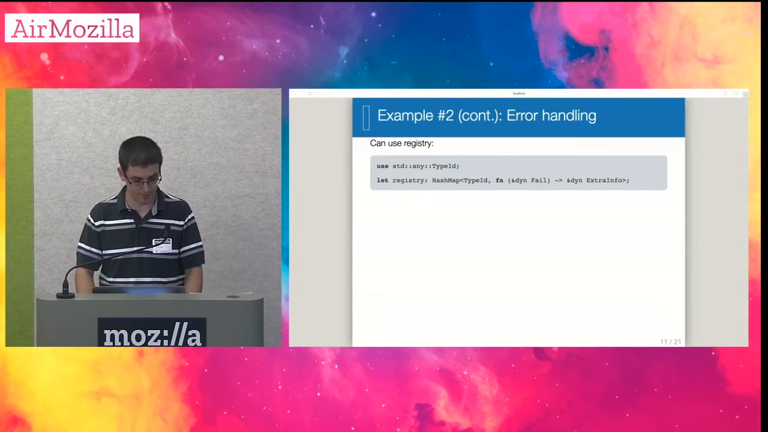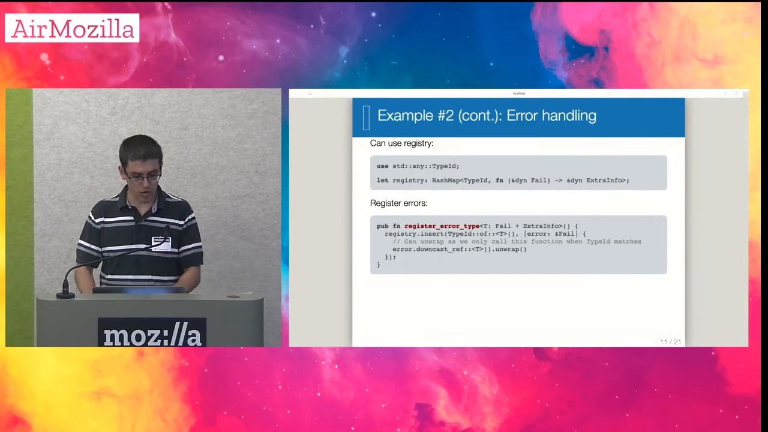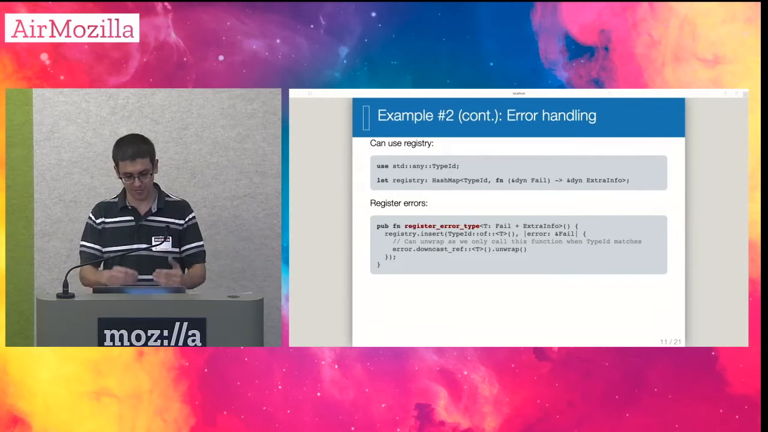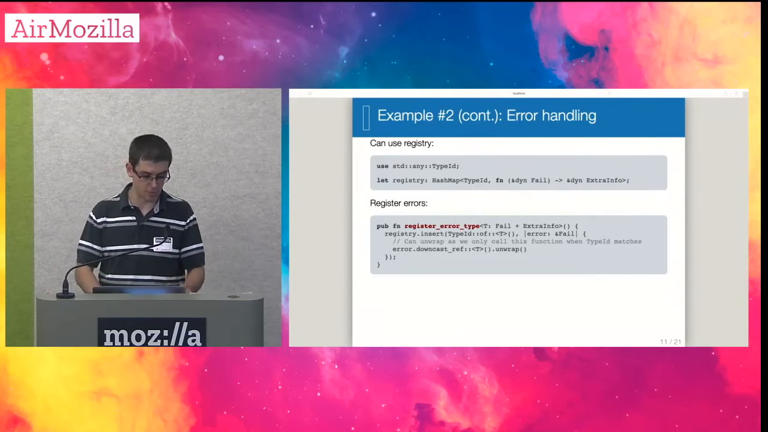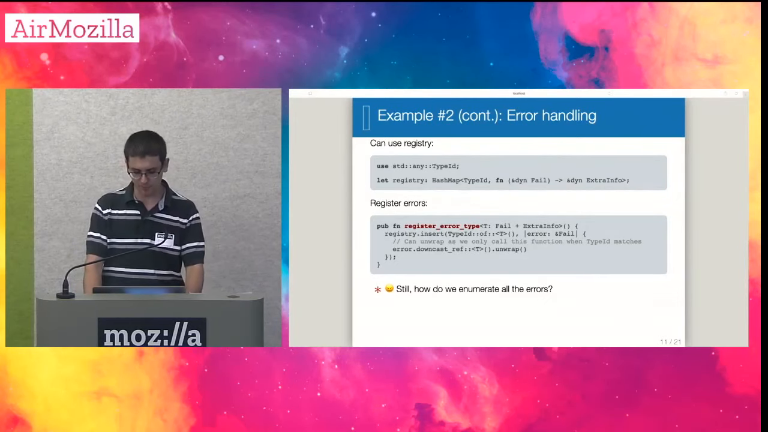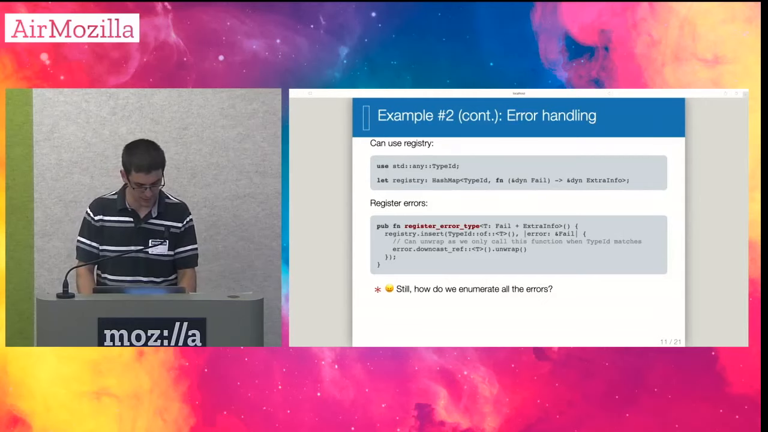So you build this map and register all the error types in this registry. For each specific error type, you put a mapping from the type ID of that error type to a function that downcasts to that specific type and then immediately generates a trait object of X trait. But the problem is still, how do we enumerate all the errors? We haven't really solved that.